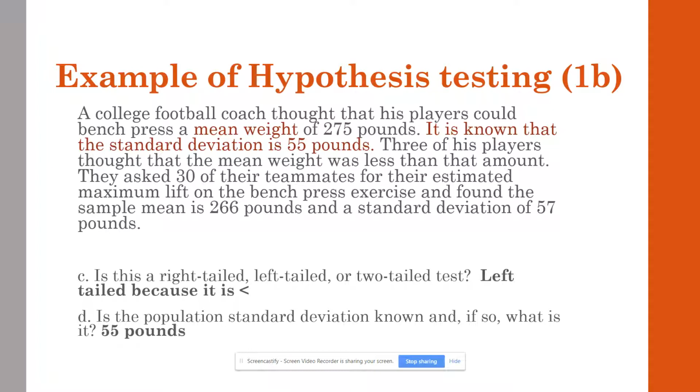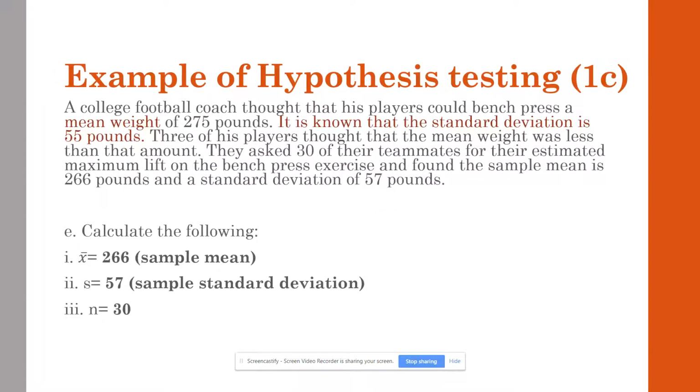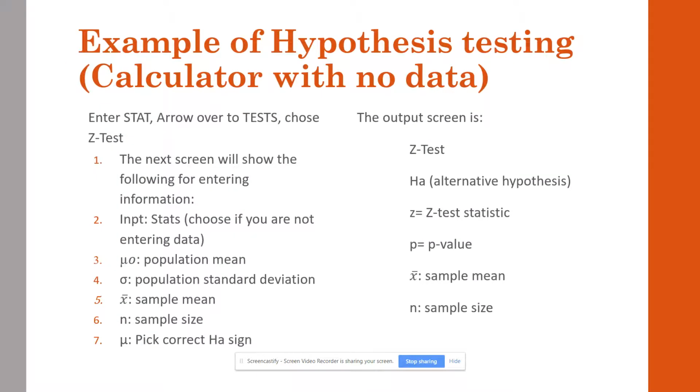Is the population standard deviation known? And if so, what is it? As we said before on that first question, we know it's a z-test because it had the population standard deviation, and the population standard deviation is 55. So now I need to calculate the sample mean, which I'm already given, it's 266, the sample standard deviation, which is 57, and then the sample size, which is 30.